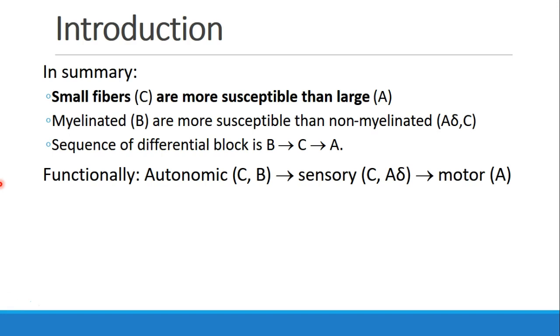Myelinated fibers, like B fibers, are more susceptible to local anesthetic block than non-myelinated fibers, like the A delta and C fibers. Ultimately, the sequence of differential block is first B, then C, and then finally A fibers. Functionally, what we see is that autonomic fibers tend to be blocked first, then sensory fibers, and last, the motor fibers. Recovery of block as the local anesthetic wears off occurs in the opposite direction. First, motor fibers recover, then sensory, and finally, autonomic fibers.